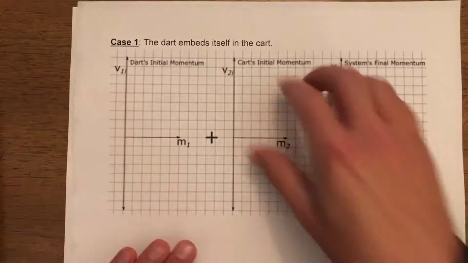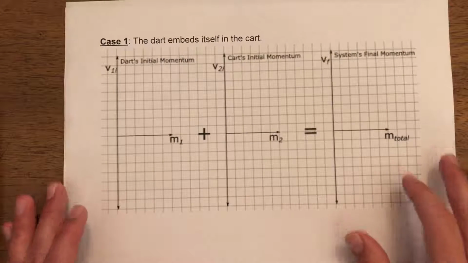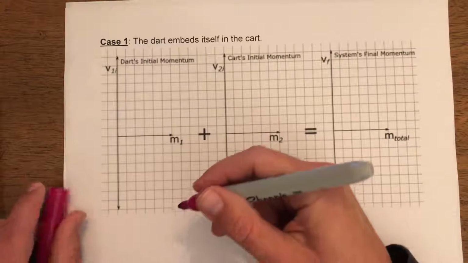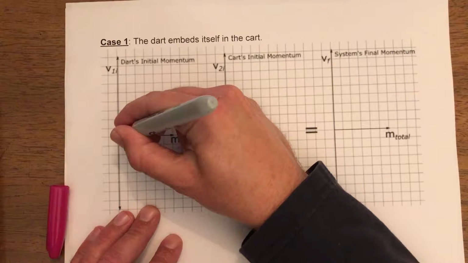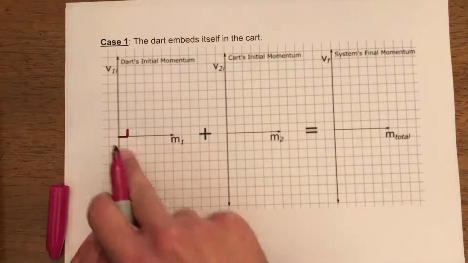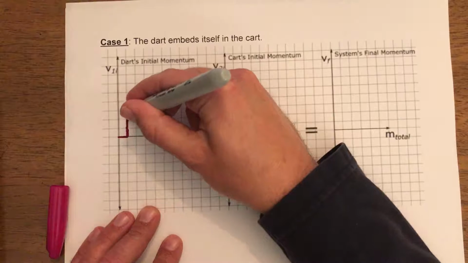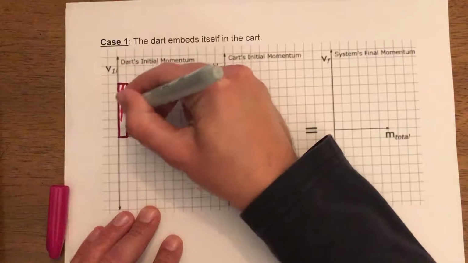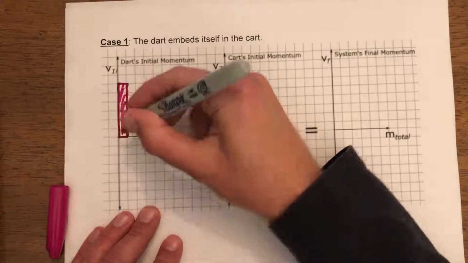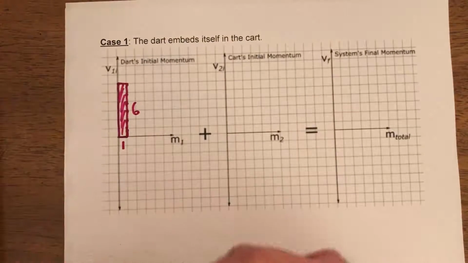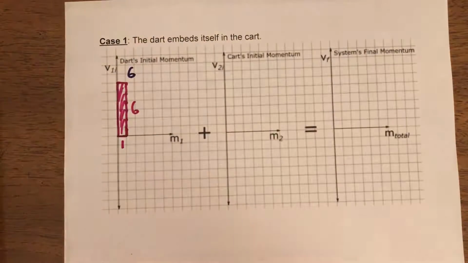So first, case 1, that's when the dart embeds itself in the cart. So let's do some drawings here. I've thought this out, so it makes a more straightforward path than maybe you did yourself, but I'm going to say the mass of the little one is 1 wide, and I'm going to say 1, 2, 3, 4, 5, 6. So this represents the momentum diagram for the dart coming along. It is 1 wide and 6 tall, 1 unit of mass, 6 units of velocity. So all together, we have 6 units of momentum.